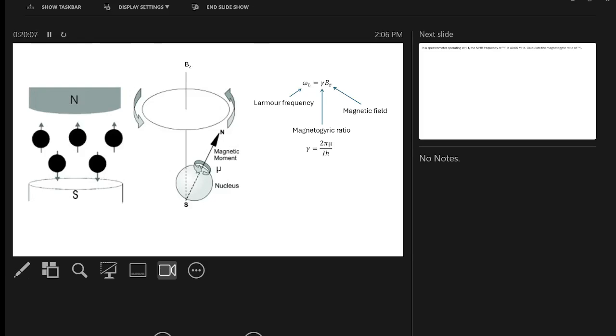Now let's say we have nuclei with different directions. The brief you read in the lecture note is clearly given. So this is your nucleus, spinning around its own axis. Let's say this is your z axis, and we apply a magnetic field parallel to this z axis. This is the applied magnetic field.